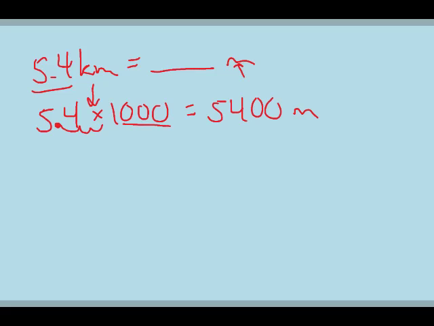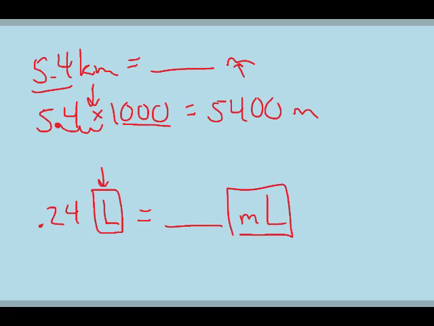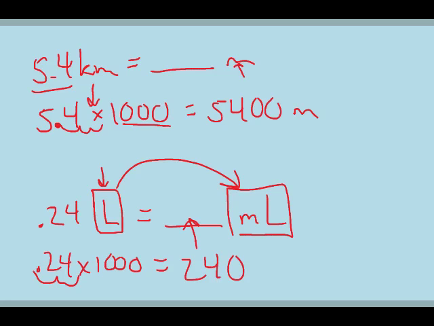Let's do another bigger to smaller and not use meters here. Let's do 0.24 liters equals how many milliliters? Okay, looking at the table, liters and milliliters, we know this one's bigger, so I'm going bigger to smaller, which says I gotta multiply by 1,000, so I'm gonna do 0.24 times 1,000. That equals 240, which I'd put in the blank.